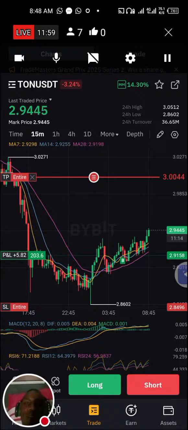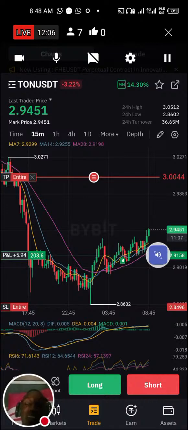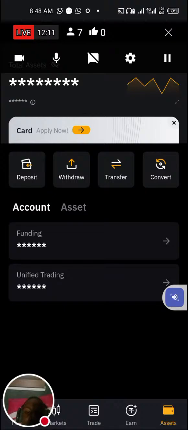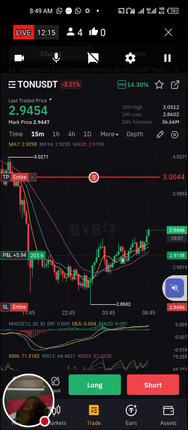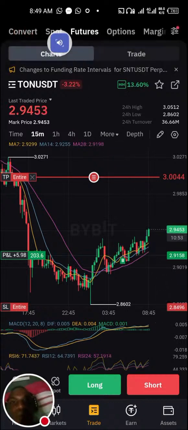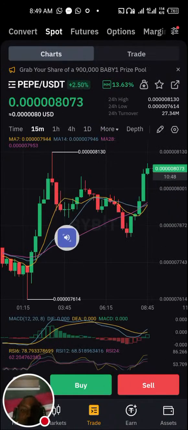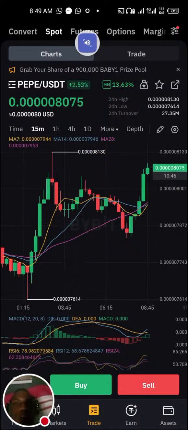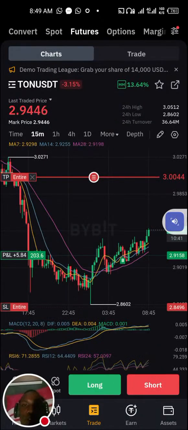Let me give you an example on this Bybit app. If you have your own capital on unified trading, let me go back to my asset, let me tap on asset right here. You just come to trade, you tap on trade like this. After tapping on trade, maybe you might see it on spot. This is spot right here. So what am I going to do? I'm going to tap on futures.